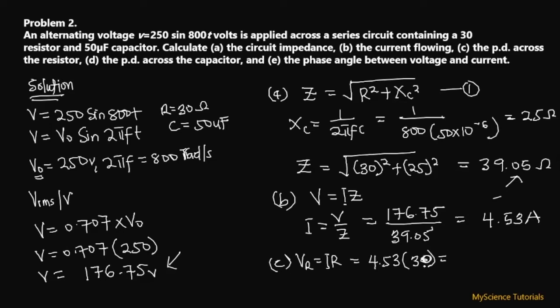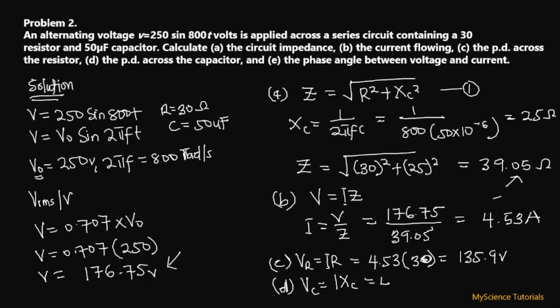Okay, so if we compute that into our calculator, 4.53 multiplied by 30 will give us 135.9 volts. Okay, so the D aspect of the question says we should find the potential difference across the capacitor, VC. VC is equal to I XC, where the XC we found to be what? 25 ohms over here at the top.